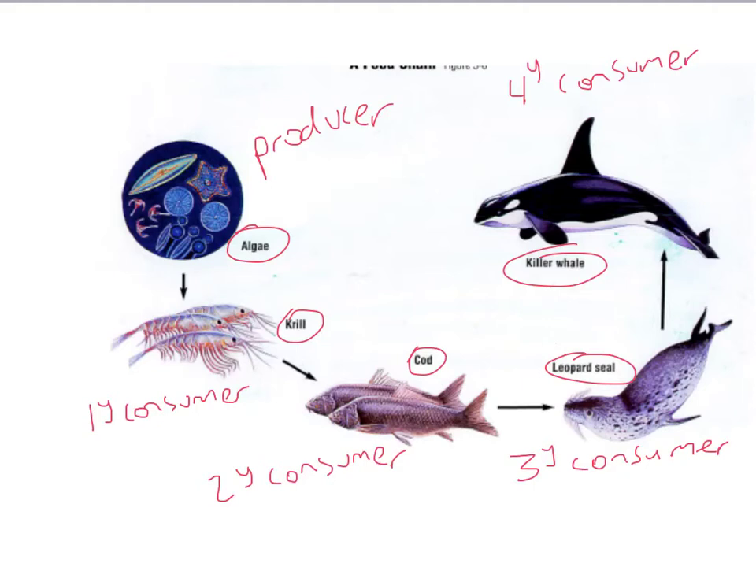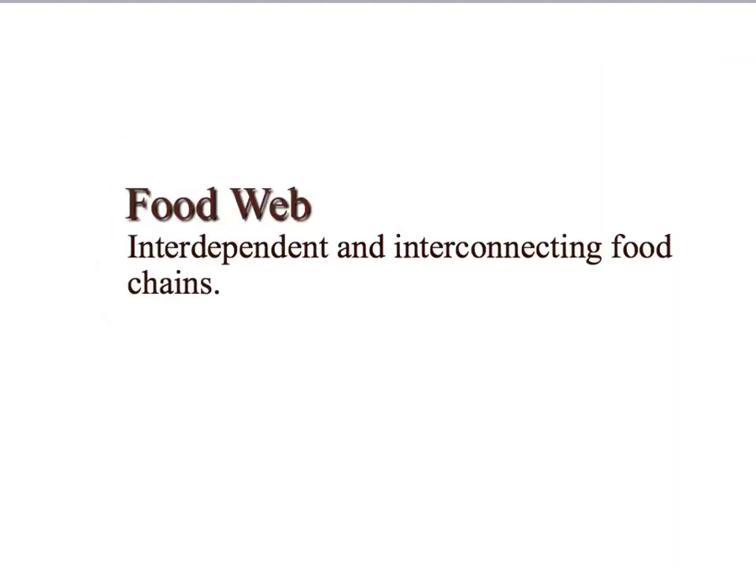This is one possible pathway for energy, but usually things are more complicated than that. And instead of just one food chain, usually you have a food web. So here's a good definition to write in your notes. So, food webs are just food chains that are interdependent, they depend on one another, and interconnecting.